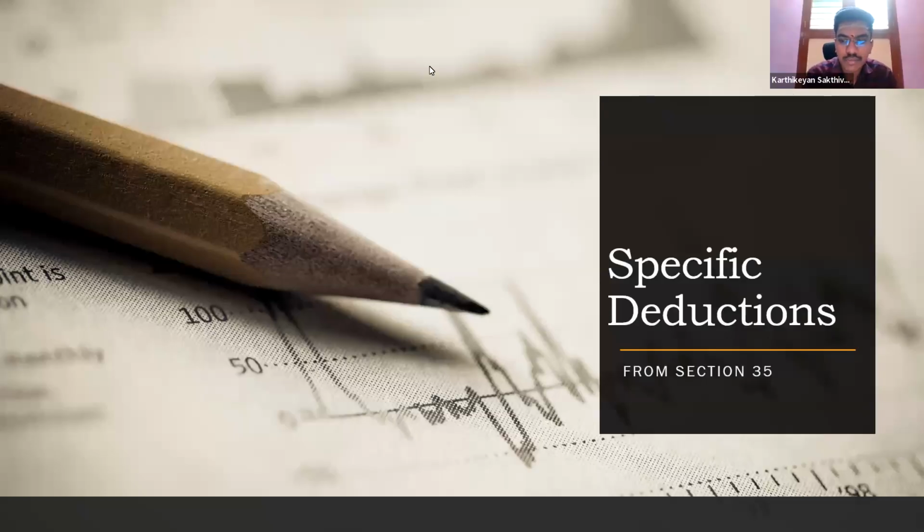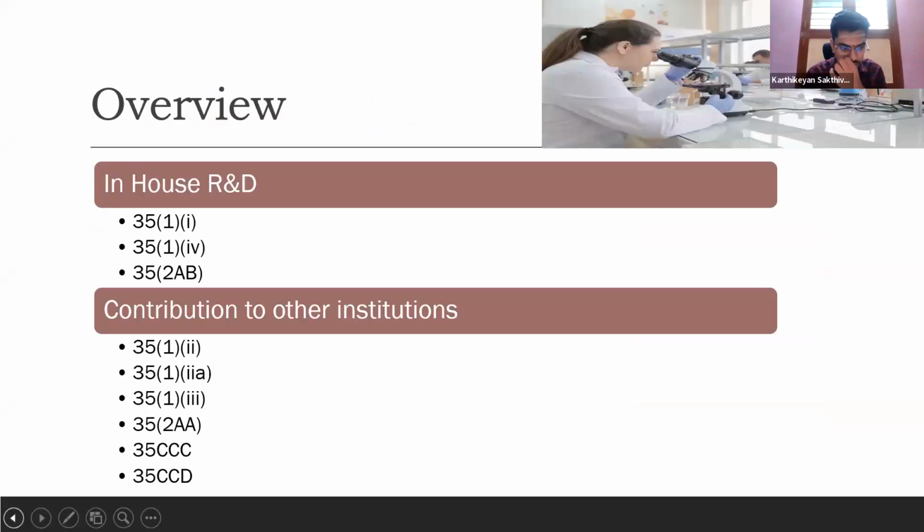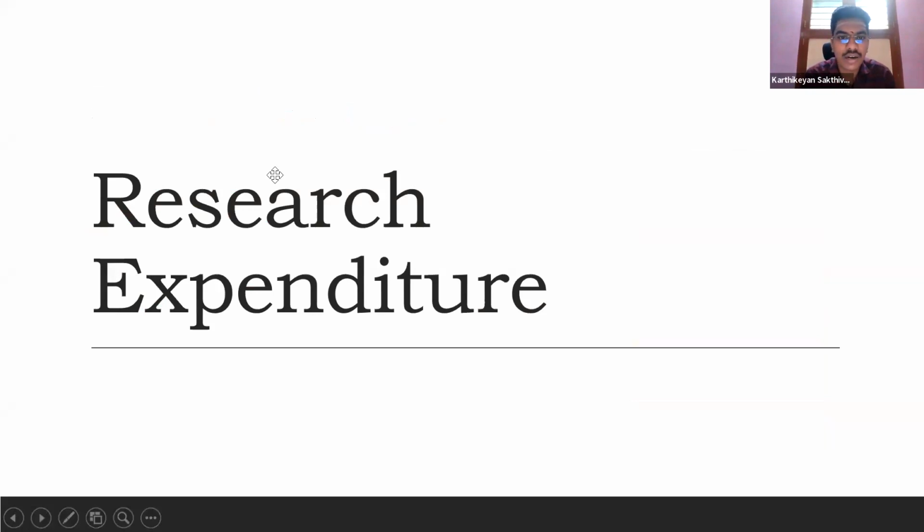So now we are going to see about specific deductions. In specific deductions, we are going to see about research expenditure. Research expenditure is different from other expenditures because under research expenditure, Section 35(2AB), even the capital expenditure can be claimed as an expense, right?